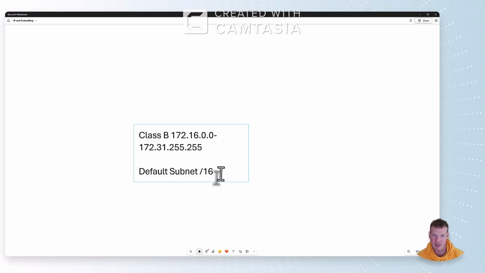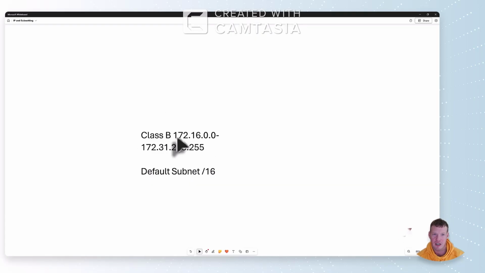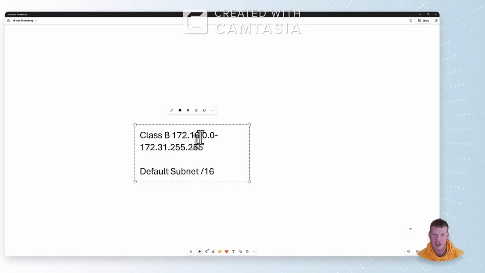Why is it a default subnet as /16? Because these first 2 octets are already used. So no matter if you're using 172.16 or all the way up to 172.31, these are going to be your network portion, meaning these last 2 octets are going to be your host. So that's where the /16 comes in. Remember, each octet has 8, so 8 plus 8 is 16. So we would draw a line right here.